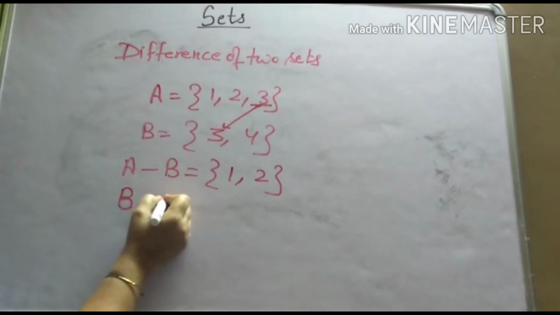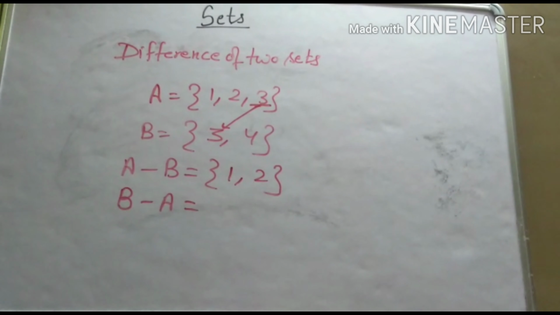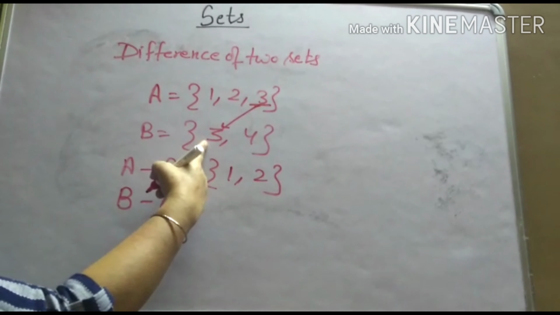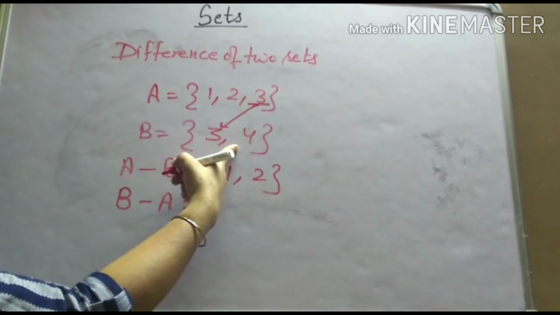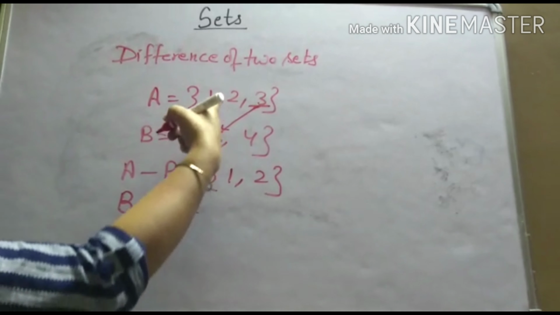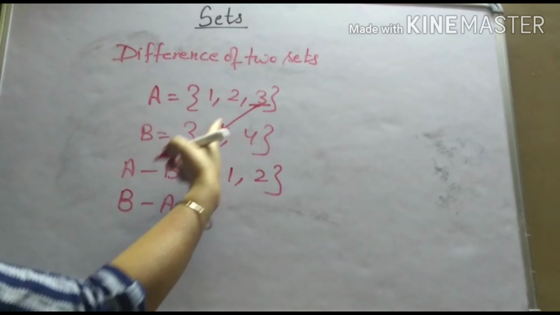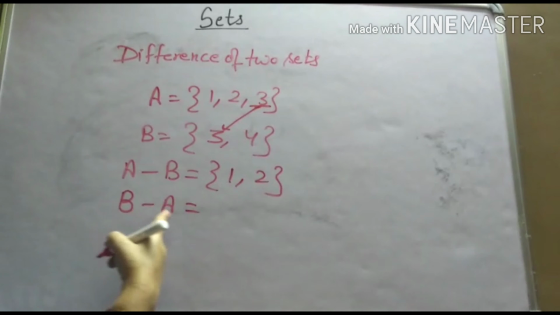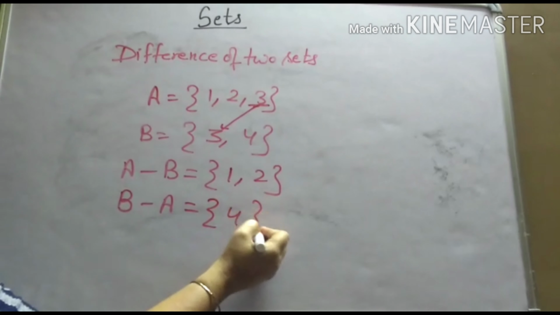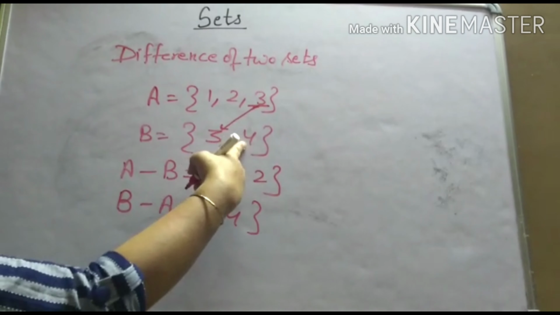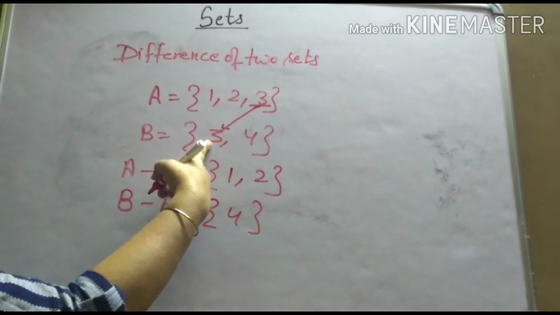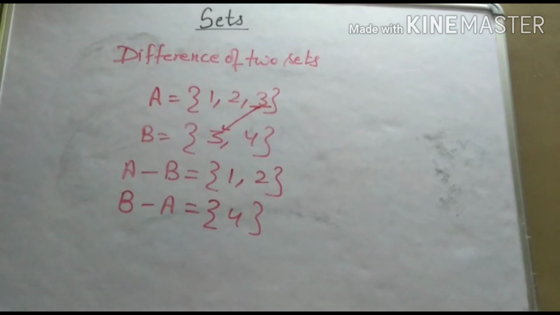But if we find B minus A, then we have to write the elements of B and we have to leave the element which is already in A. So 3 is in A, so B minus A is the set {4}. We will write only element 4 because 3 is in set A.